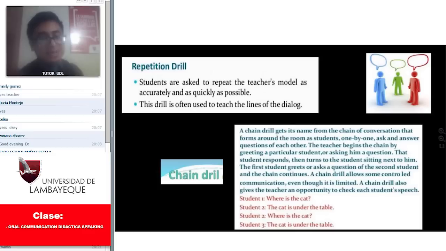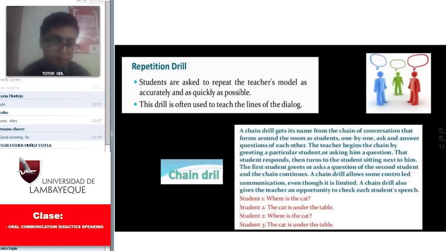You present a dialogue and maybe they will listen to that, and then you will ask the students to repeat after you, or maybe after the person in the audio. So the students are going to repeat in order to check the pronunciation, right? So that is repetition drill. In that case, the students don't change anything. They just repeat exactly what they heard. Okay, that's the difference. So on the other hand, we have chain drill.